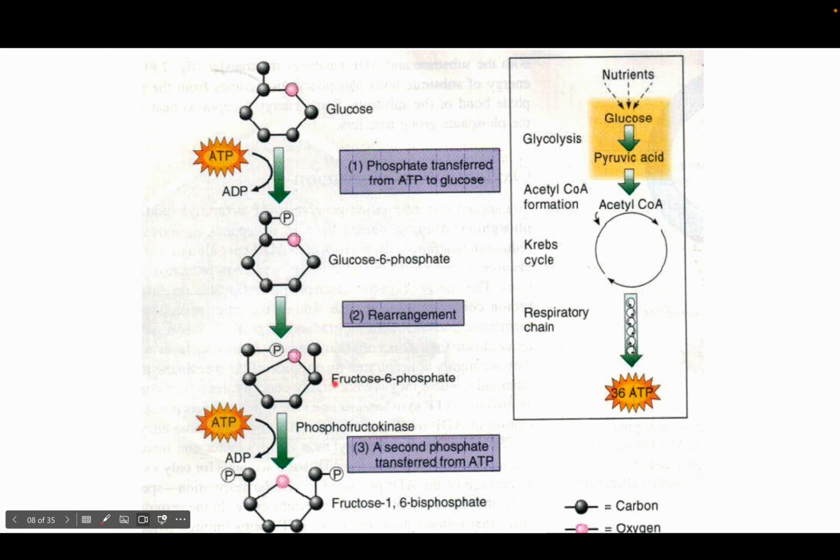This fructose 6 phosphate will undergo phosphorylation via the action of the enzyme phosphofructokinase. So a second phosphate sourced from another ATP molecule is transferred to it, hence becoming fructose 1,6 bisphosphate. You can see the molecular changes, or the positions of the carbons where the phosphate groups are attached per step or per intermediate molecule.